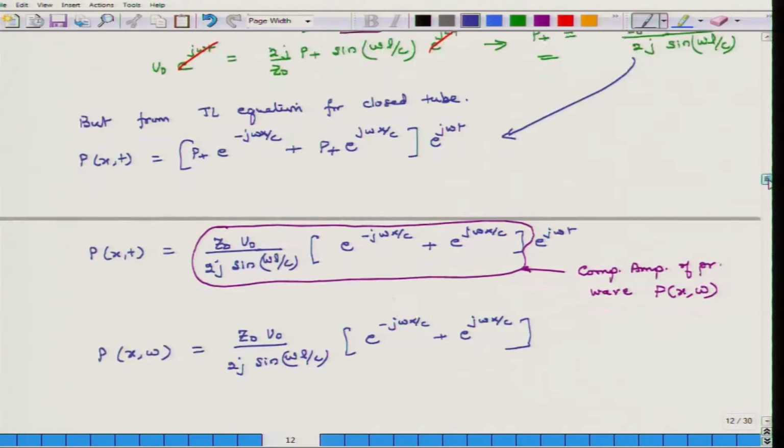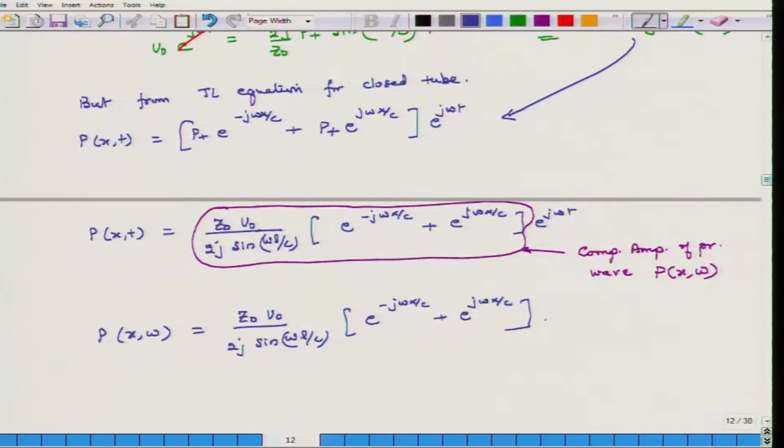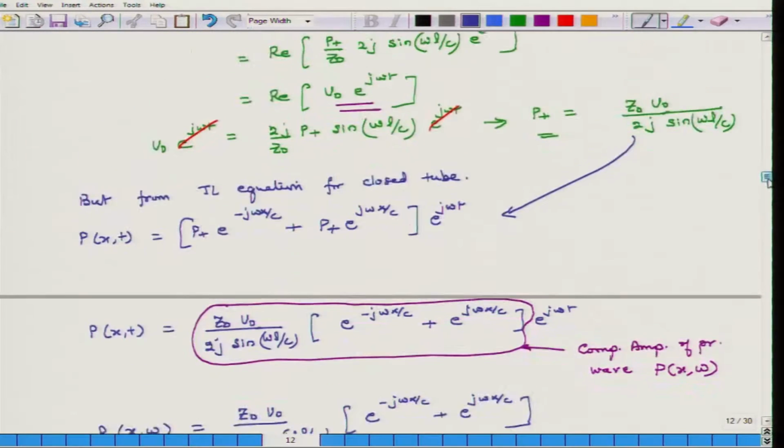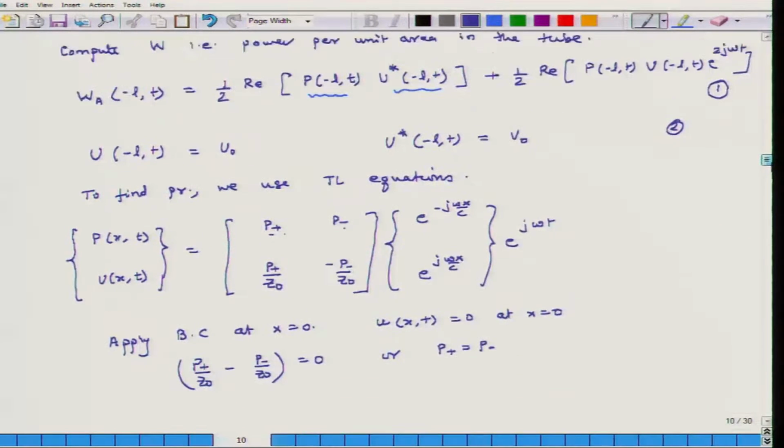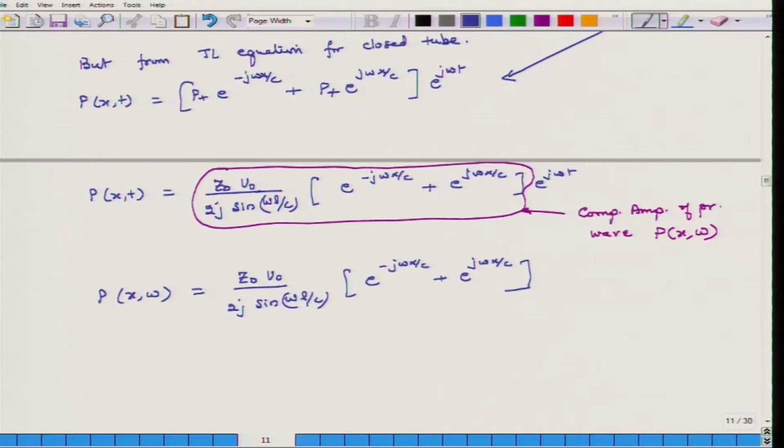So, let us see, our goal is, so we have developed an expression for P of x and omega, and our aim is to find the value of this P of x and omega at x is equal to minus L. Once I find that, then in this equation 1 I plug in this value, I already know u naught, then I will be able to calculate acoustical power. So, let us look at this.